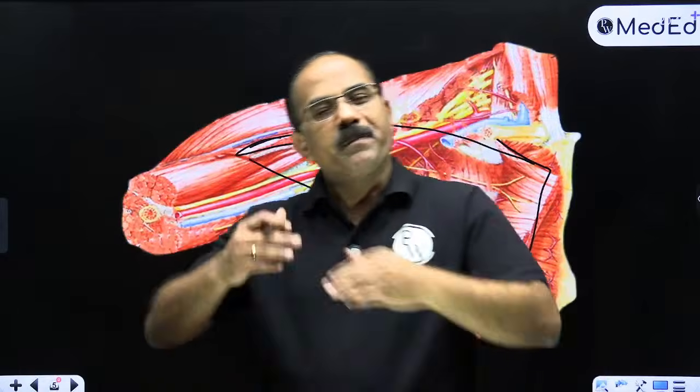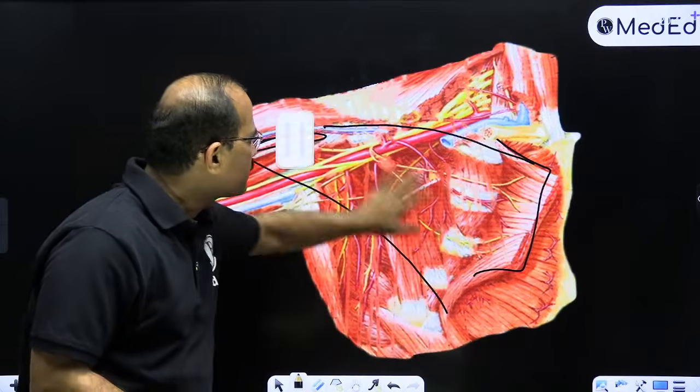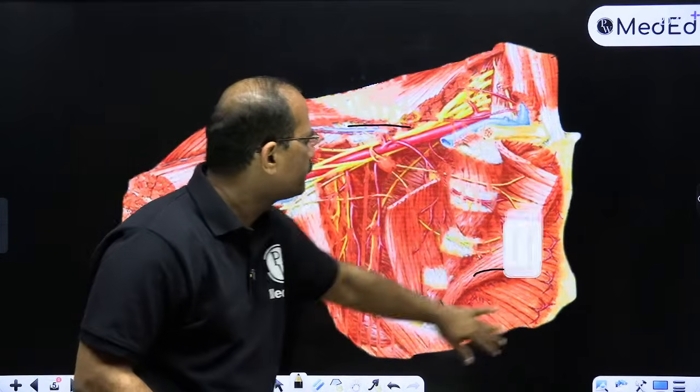Okay. अब pectoralis major को निकाल देते हैं. We remove the pectoralis major. And what is this muscle? Look at this muscle. आप ये देख रहे हो?